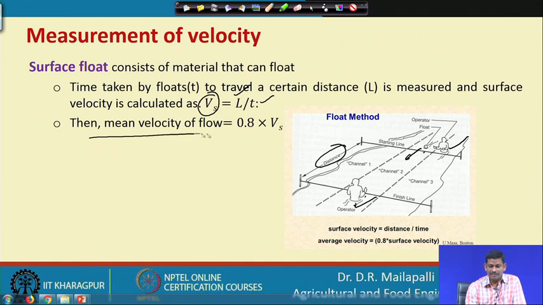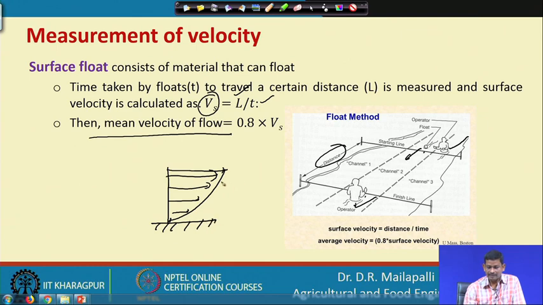Okay. So, the mean flow rate, because if you see this open channel, the velocity profile, if you observe, the velocity at the top is highest, and lowest at the bottom. Since the float is floating on the top surface, it is going to experience the maximum velocity. So, in order to estimate the mean velocity, there is a formula: 0.8 times the surface velocity or the float velocity. So, that you get the mean velocity. Once you get the mean velocity and know the cross section, you can estimate the discharge.